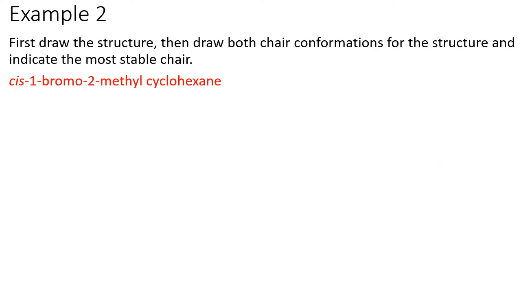Let's see how our chair conformations change when we switch the orientation to cis. So the molecule we're going to draw now is cis 1-bromo 2-methyl cyclohexane. If we just draw a quick flat cyclohexane ring to describe, we've got 1-bromo and we have 2-methyl, and we're going to put both of them on wedges because they're both pointing up or pointing down. They're both on the same face.